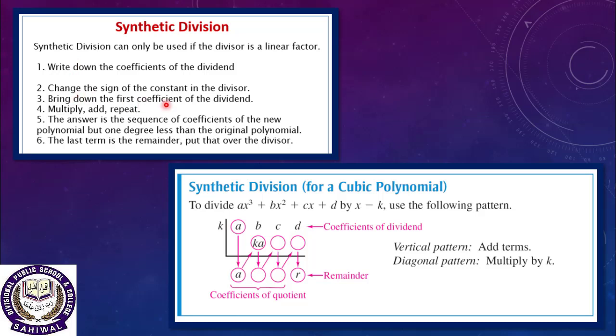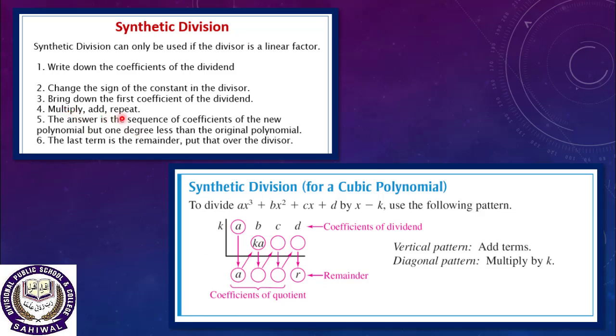Then change the sign of the constant in the divisor. The divisor here is x minus k. The constant is minus k. Upon changing the sign, we get a positive k. Bring down the first coefficient of the dividend. The first coefficient of the dividend is a. We bring it down without any change in it.